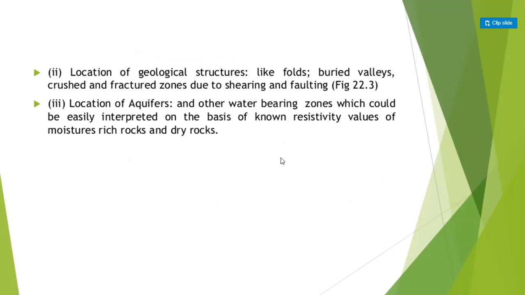Location of geological structures like folds, buried valleys, crushed and fractured zones due to shearing and faulting, location of aquifers and other water-bearing zones, which could be easily interpreted on the basis of known resistivity values of moisture-rich rocks and dry rocks.